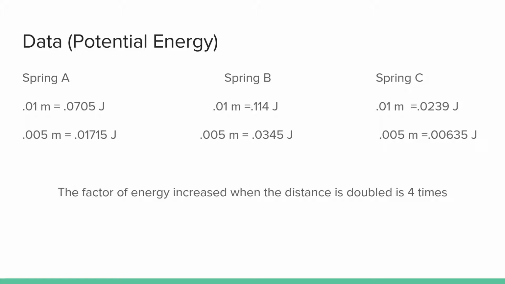For our potential energy, we used the equation above, force times delta x, to get our energy in joules to see how the energy related. We averaged out the energy for each of the trials, and here are the average values. For each one, we found that it increased by about 4 times every time we doubled the distance.